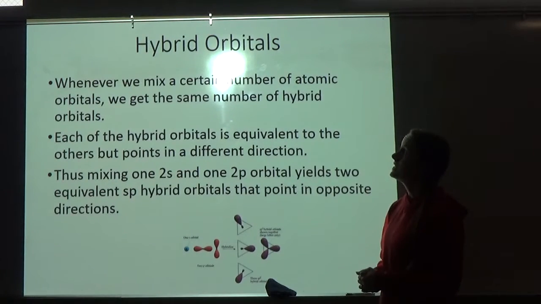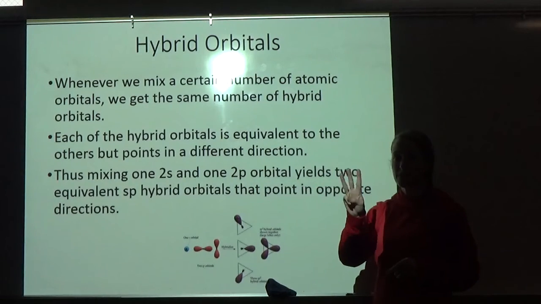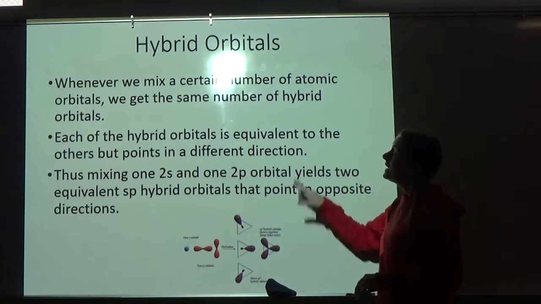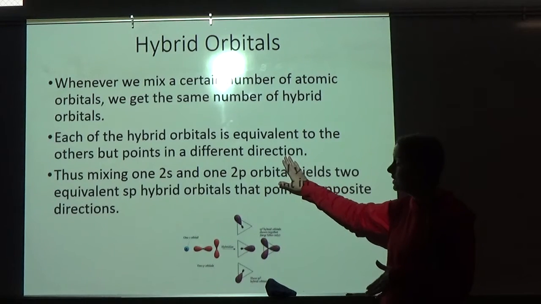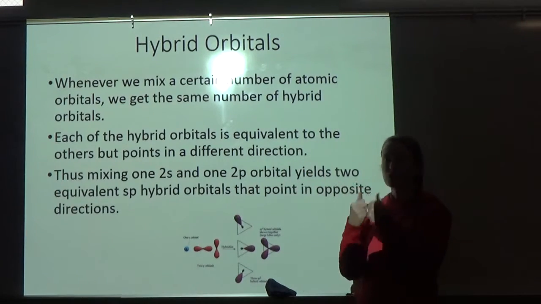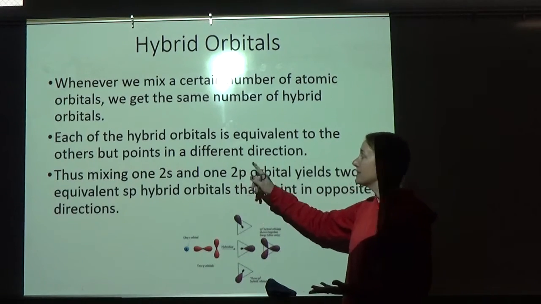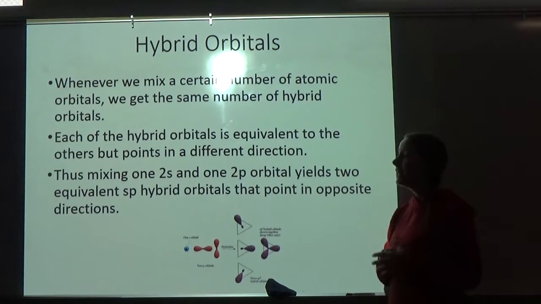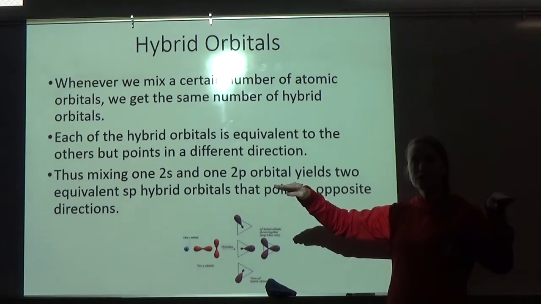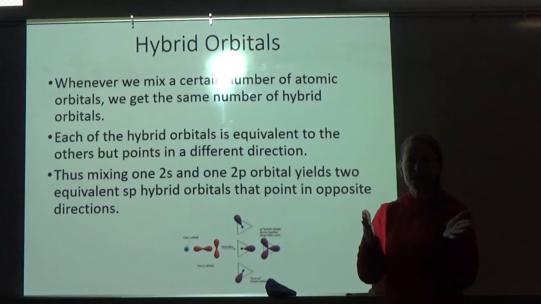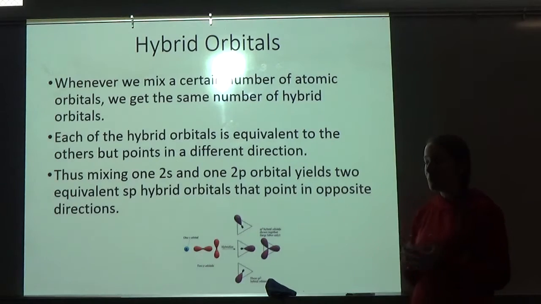Whenever we mix a certain number of atomic orbitals, remember we get the same number of hybrids. So if I mix 3 atomic orbitals, I'm going to get 3 hybrids. Each of the hybrid orbitals is equivalent to the others, but points in a different direction. If you noticed in our last one, they were 180 degrees apart. Thus, mixing one 2s and one 2p orbital yields 2 sp orbitals that point in opposite directions. When you have 2 opposite directions, of course, that's 180 degrees. If you have 3, they'd all be at 120 degrees from each other. 4 would make a tetrahedral shape, at 109.5 degrees from each other.